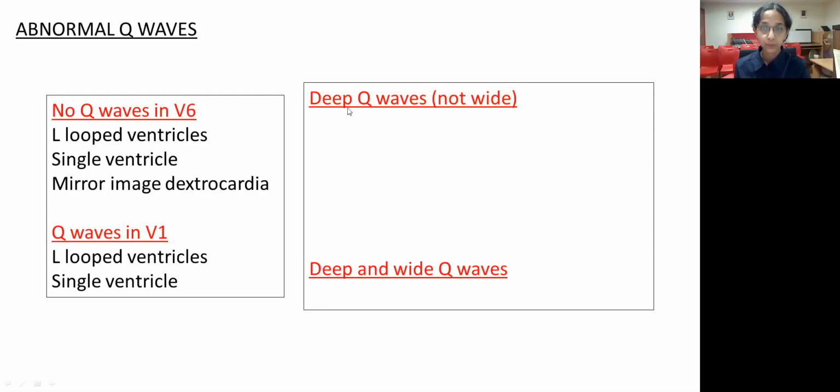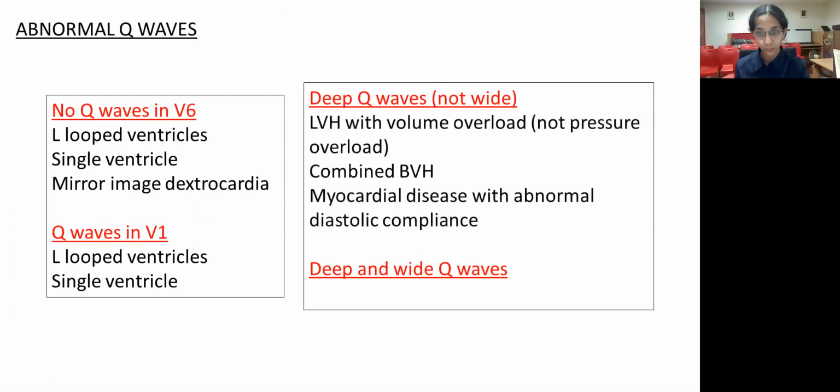If I have deep Q waves, normal Q waves should be less than 5 millimeters. If I have deep Q waves, it predominantly means that I am dealing with left ventricular hypertrophy, more related to volume overload. And if I have wide Q waves along with deep Q waves, then it indicates myocardial ischemia or infarction. So there is a little difference between having deep Q waves versus having deep and wide Q waves. So this is the small importance of Q waves.